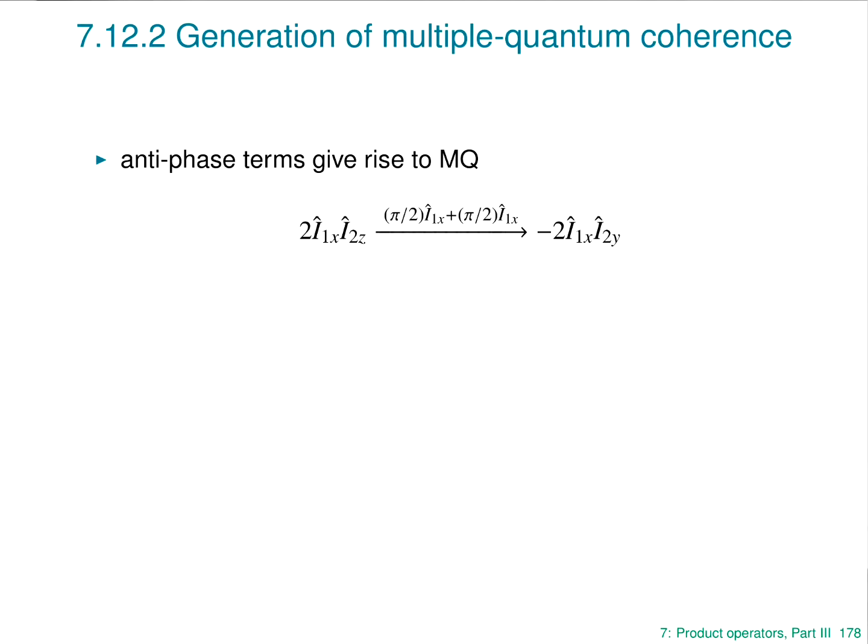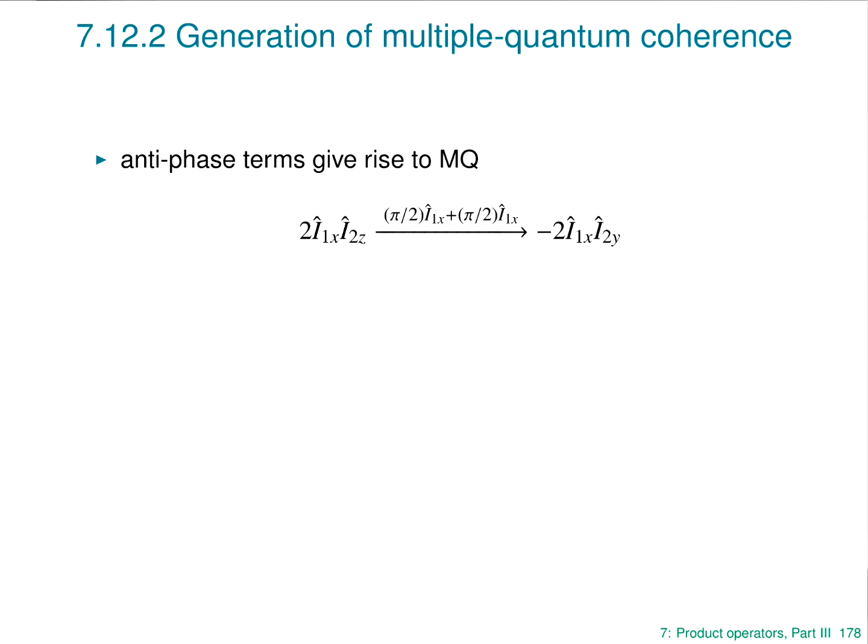Now, how are we going to generate these multiple quantum terms? Well, you won't be surprised to find that they arise from antiphase terms. The antiphase terms do all the interesting things. So if I take a term like 2I1xI2z and apply a 90-degree pulse to both spins, the I1x term is unaffected and the I2z term is rotated to I2y. And so I've generated a multiple quantum term, 2I1xI2y. That's a mixture of double and zero quantum.